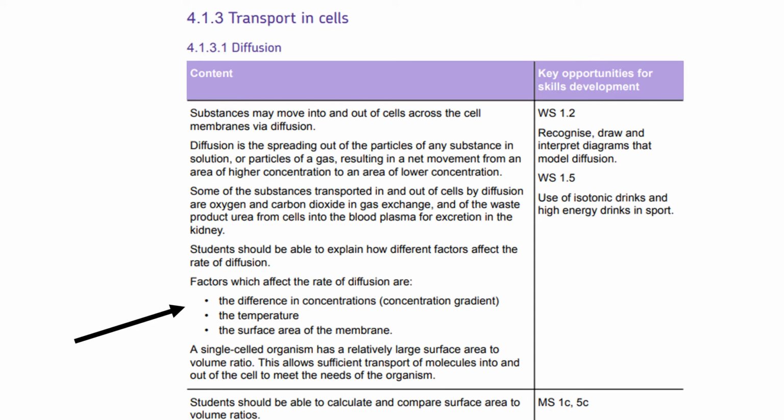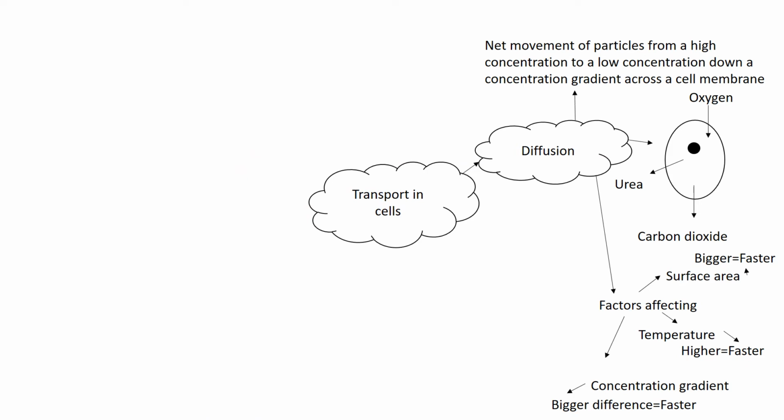Right, the next one is about the factors that affect the rate of diffusion. Now you have to be able to explain these different factors in them. So we need to know what happens, and then you can think about why that is happening as well. And you might want to add that to your diagram. That is up to you. I've put the three factors that we need to know affect the rate of diffusion. So you can see here I've got a little title saying factors affecting, and I've got surface area.